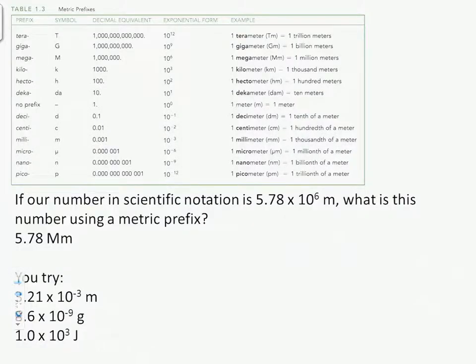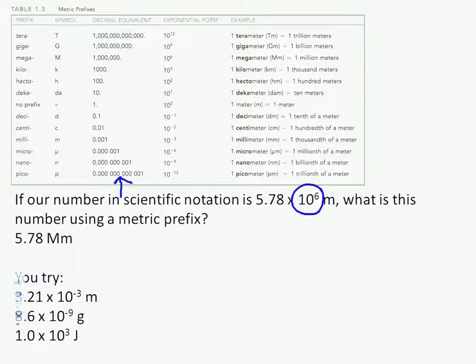So remember that these scientific prefixes correspond to the number of zeros. All right. So our whole point of figuring out scientific notation is to allow us to utilize these metric prefixes. All right. So over here in the bottom left-hand corner, we can see these numbers. What you do is you want to convert them into a metric prefix, meaning whenever we have 5.78 times 10 to the 6th, replace this 10 to the 6th with a metric prefix.